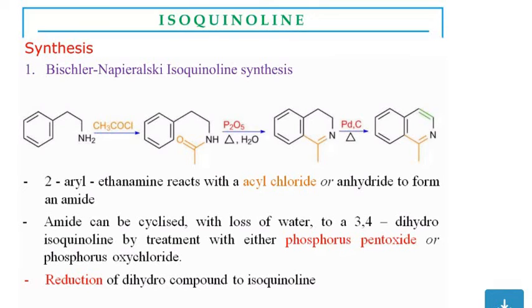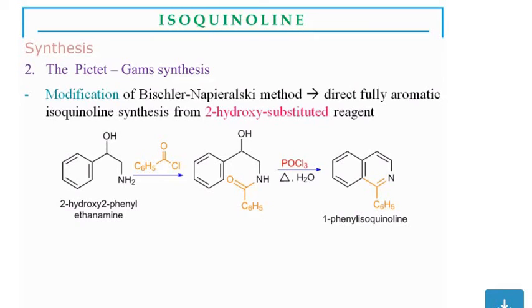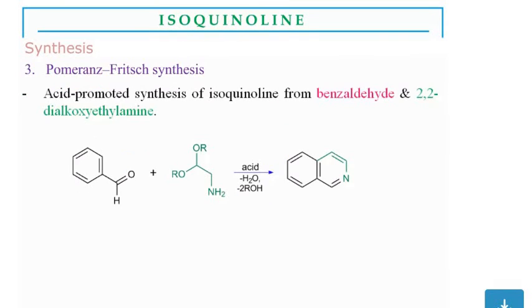Bischler-Napieralski isoquinoline synthesis: a 2-aryl ethylamine reacts with an acyl chloride or anhydride to form an amide, and this is a many-step reaction. Pictet-Gams synthesis is a modification of the Bischler-Napieralski method, directly giving fully aromatic isoquinoline from hydroxy-substituted reagents. Now, Pomeranz-Fritsch synthesis, acid-promoted synthesis of isoquinoline from benzaldehyde and 2,2-dialkoxy ethylamine.